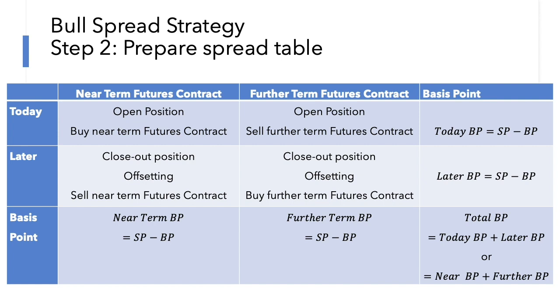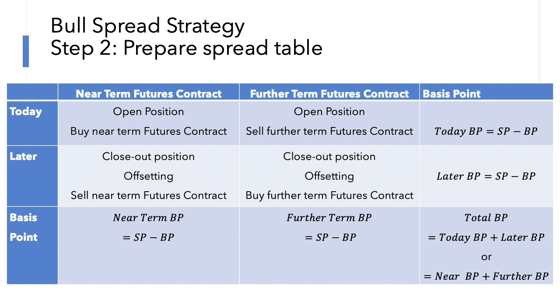And then the bull spread table, step number 2. Okay, so for near-term futures, you need to buy near-term futures today. At the same time, for further-term futures, you need to sell the further-term futures contract today. Later, you need to close out your contract. For near-term futures, you start by opening, buy near-term, then close out by offsetting, sell near-term futures.